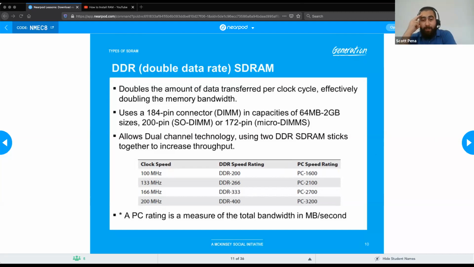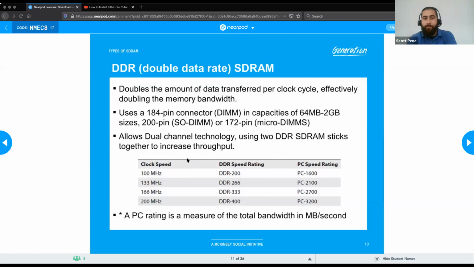Just want to clarify, because I love math, sarcastically, whenever we want to figure out what the PC speed rating is, it's always going to be what, clock speed times the DDR speed rating? No. So you have the clock speed, which is your base rate. That's how fast the clock is, how fast that quartz crystal is ticking.